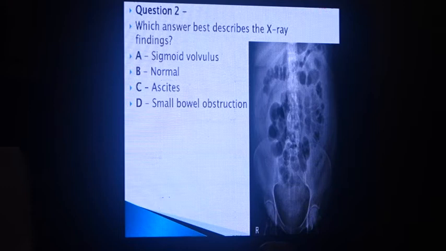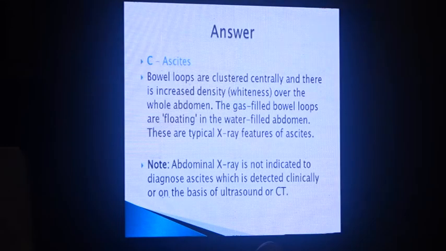Somebody told about this ascites. Why is it ascites? Basically, the answer for this particular slide is ascites. Why? The bowel loops are clustered centrally and there is increased density, whiteness, over the whole abdomen. The gas-filled bowel loops are floating in the fluid-filled abdomen. These are the typical X-ray features of ascites. Although ultrasound is the best modality, if you have been asked to answer the question on a skiagram, the answer is ascites.